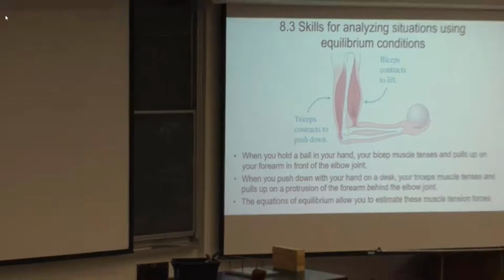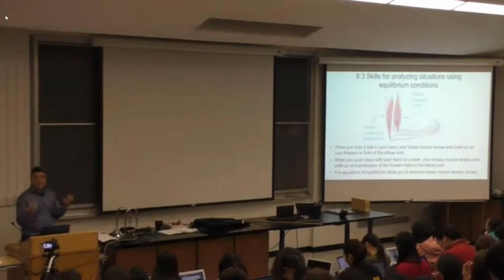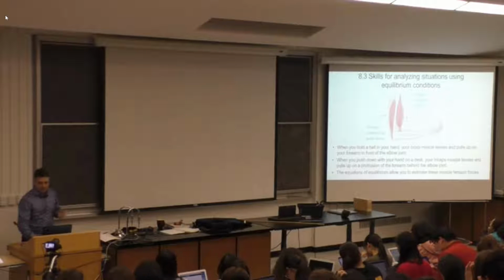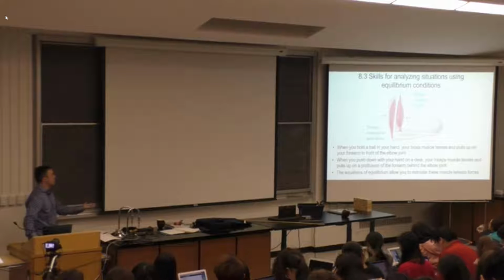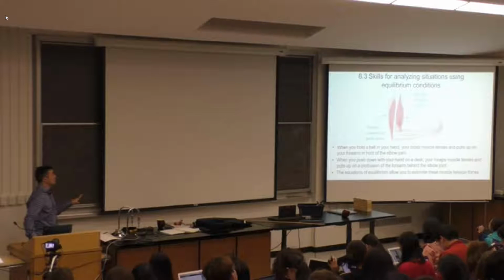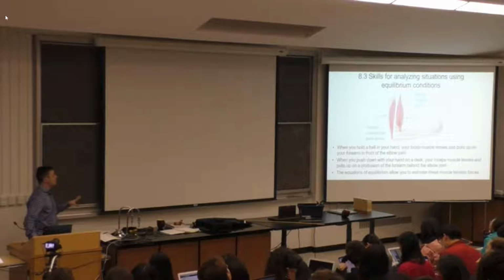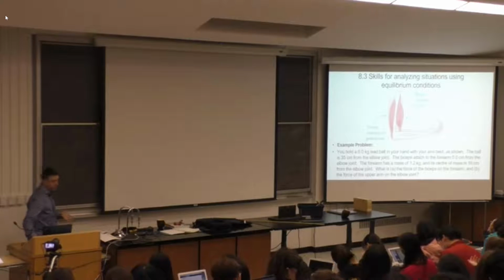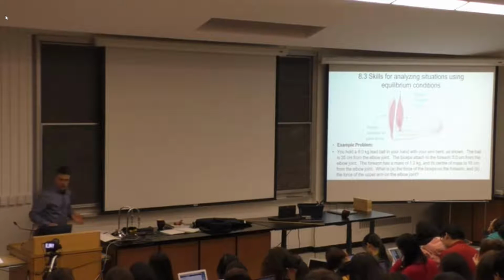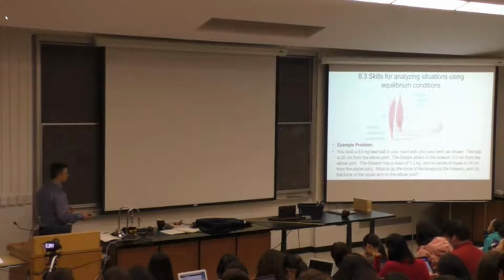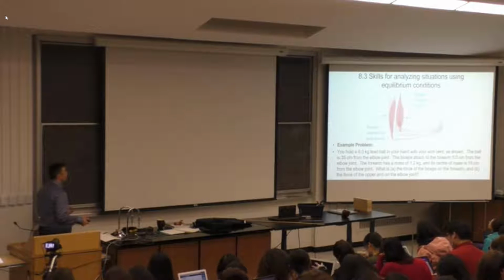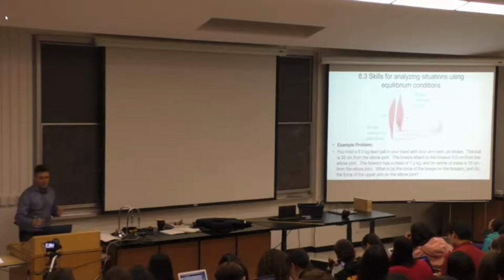So once you've got some sort of a static situation, I'm going to call it isometric, but just when you're holding something still, like holding a ball, you can use these equations of equilibrium to allow you to estimate these muscle tension forces. So the example problem here is saying this. You've got a 6 kilogram lead ball in your hand, like this. So there's a couple things going on here.